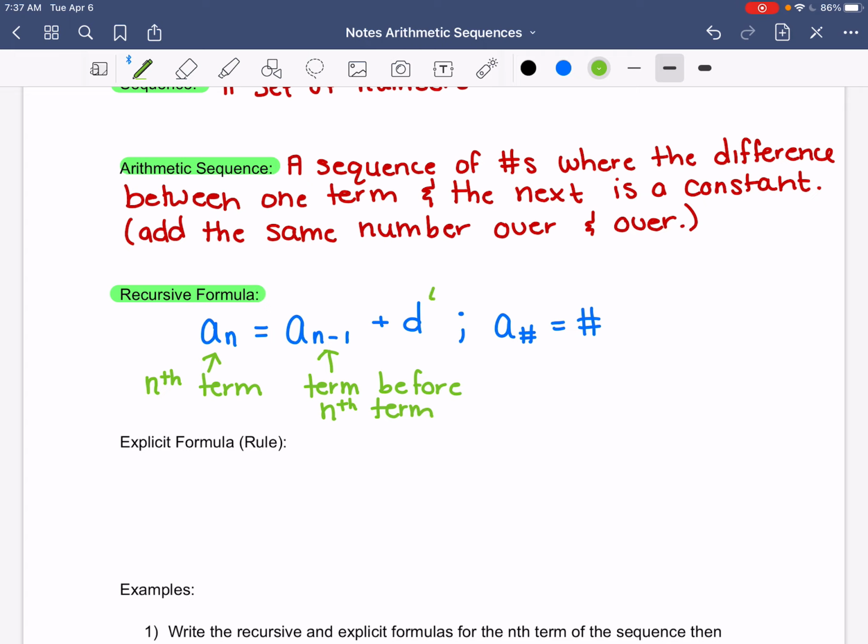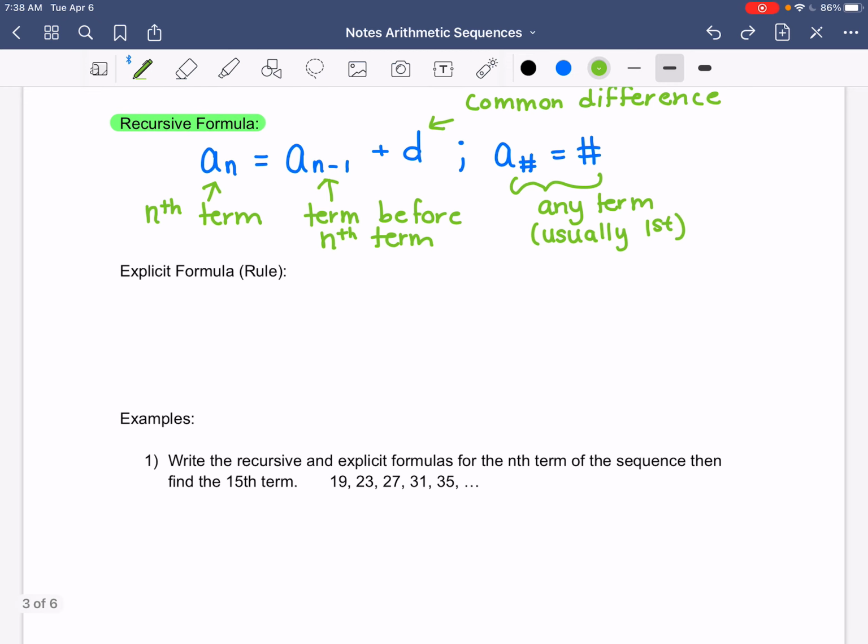This letter d right here, this is the common difference. That's whatever number you are adding over and over and over again. And then this whole piece right here, this is just any term, but it's usually the first that they give you. Not always, but it's usually the first term. It'll say like a sub 1 equals 7. That means the first term in the sequence is 7.